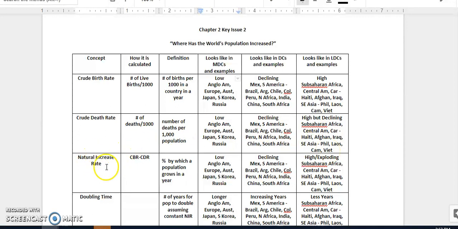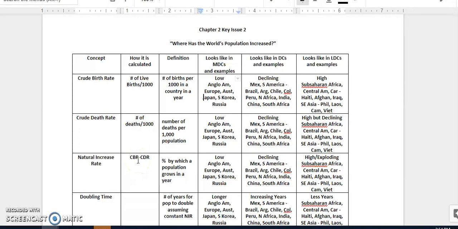Next is the natural increase rate. This is the percentage by which a population grows in a year. This is the population growth rate. This is the NIR. So crude birth rate is CBR, crude death rate is CDR, and natural increase rate is NIR. You calculate the NIR by taking the CBR and subtracting the CDR. How many people you're adding, subtract the people that are dying in your population.